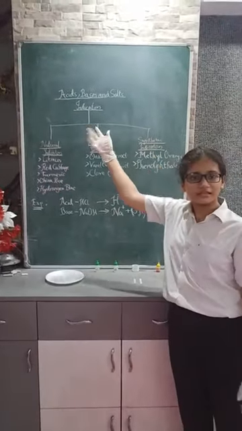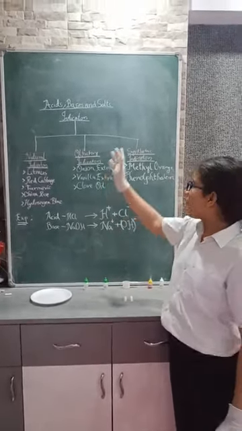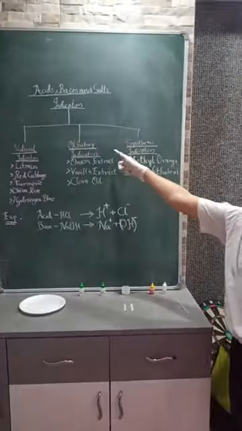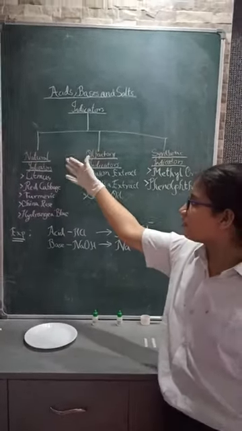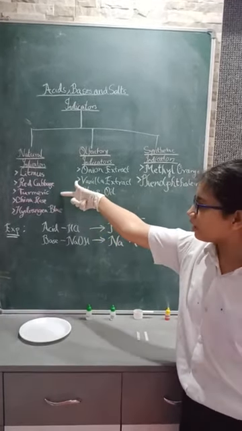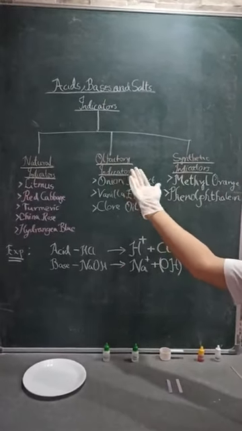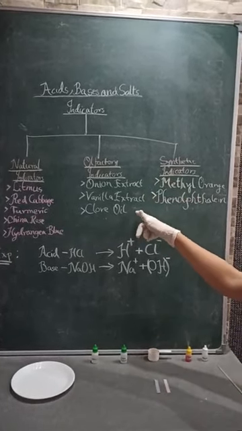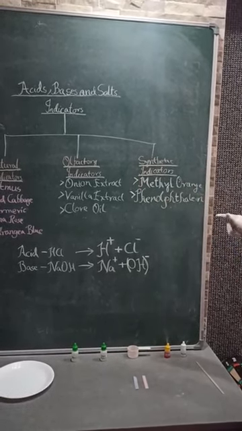So, what are indicators? Indicators are the substances which differentiate between acids and bases. As you can see, there are three main examples: natural indicators, olfactory indicators and synthetic indicators. The most common examples for natural indicators are litmus, red cabbage, turmeric, China rose and hydrangea blue. Some examples for olfactory indicators are onion extract, vanilla extract and clove oil. And the most common examples for synthetic indicators are methyl orange and phenolphthalein.